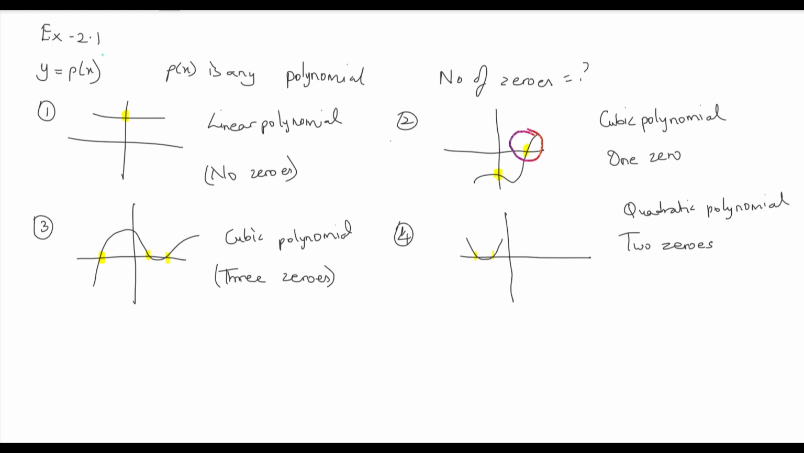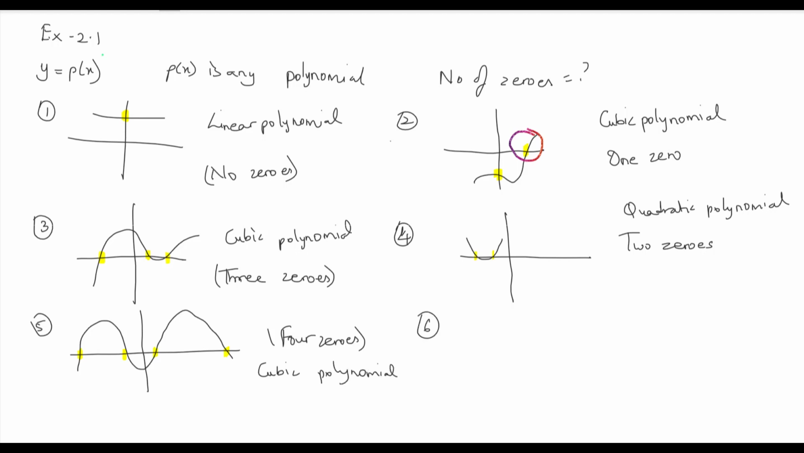And the fifth question, the fifth graph. Now let us count how many places this curve shape is cutting the x-axis. It's cutting at 1, 2, 3 and 4. Therefore there are 4 points at which the x-axis is being cut by the graph, so there are 4 zeros. Because it is a curve shape, it is again a cubic polynomial.